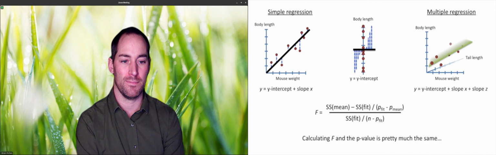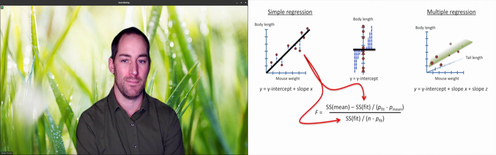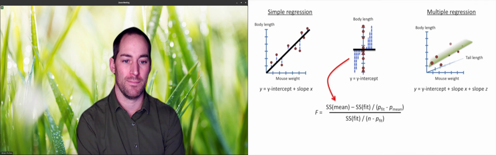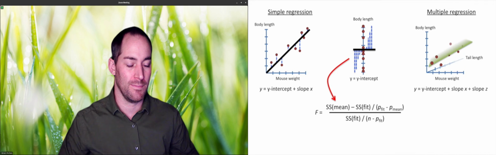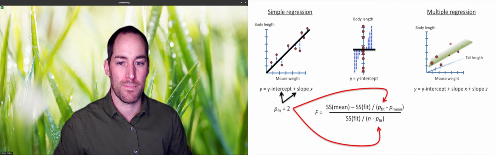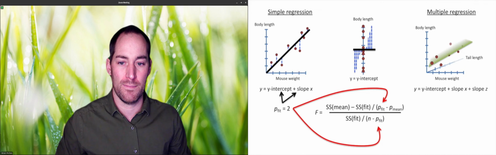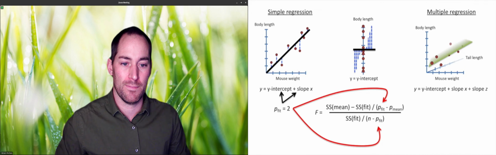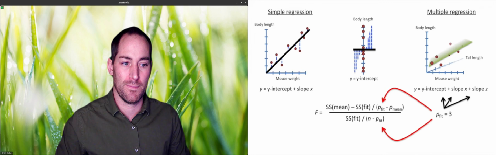Calculating F and the p-value is pretty much the same. You plug in the sums of squares around the fit, and then you plug in the sums of squares around the mean. For simple regression, p-fit equals 2, because we have two parameters in the equation that least squares has to estimate. And for this specific example, the multiple regression version of p-fit equals 3, because least squares had to estimate 3 different parameters.